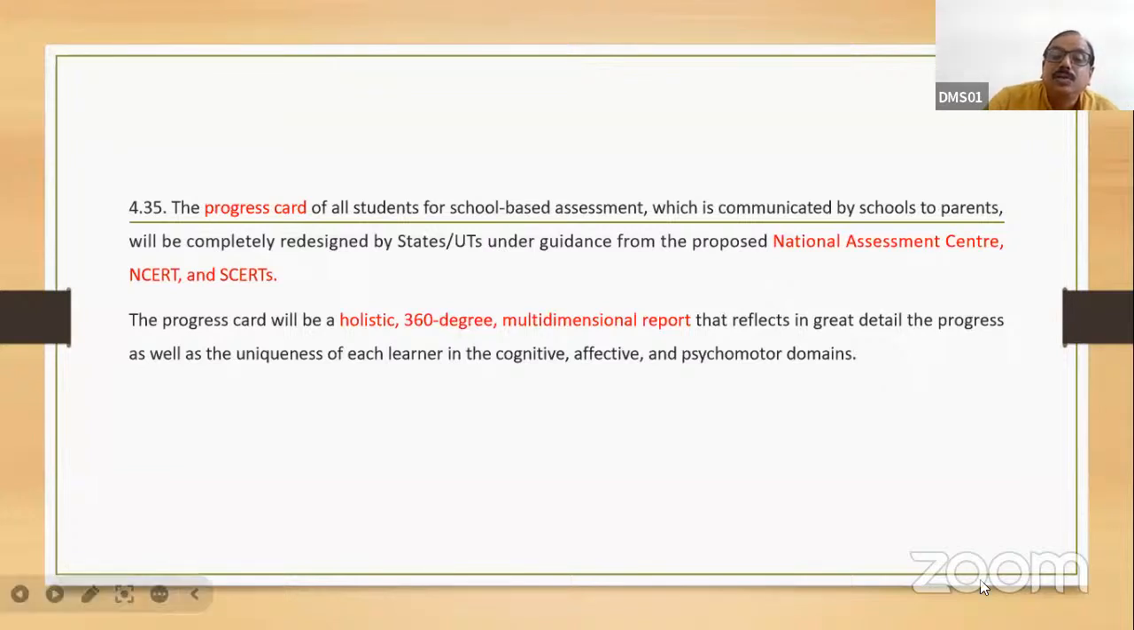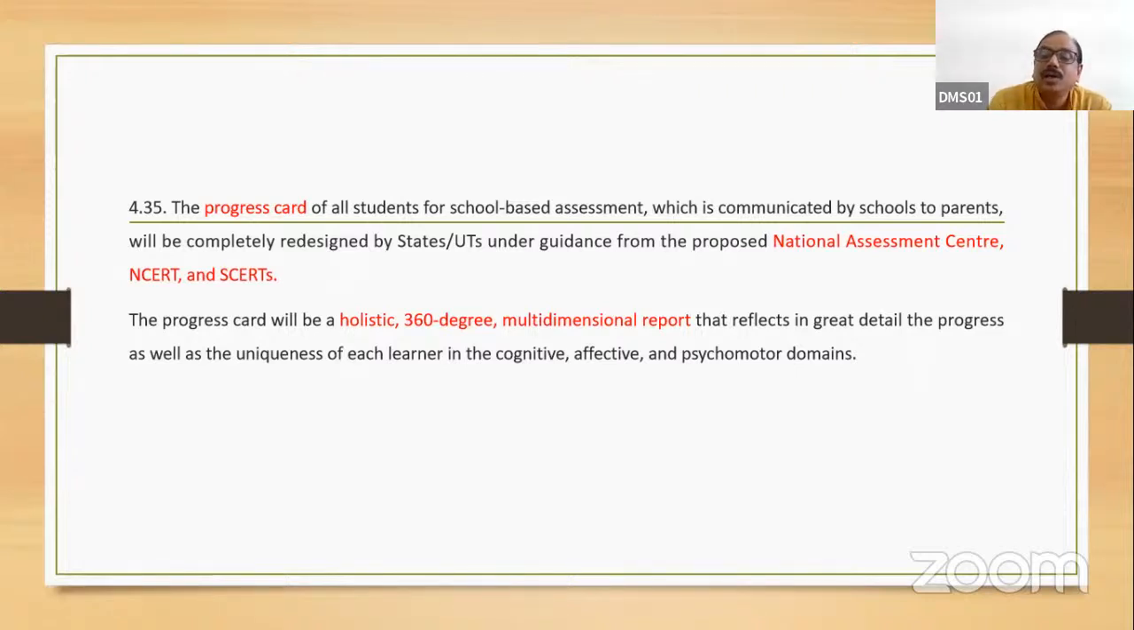Therefore, it is proposed that the National Assessment Centre, NCERT and SCERT will come out with a school-based assessment progress card. Okay, school-based assessment. So it is not board-based or at the national level or the state level. It is the school-based assessment progress report that needs to be developed. This progress card will be holistic. That means it should take care of curricular, co-curricular, and extracurricular activities. It should be 360-degree oriented, giving the complete picture of the individual student.